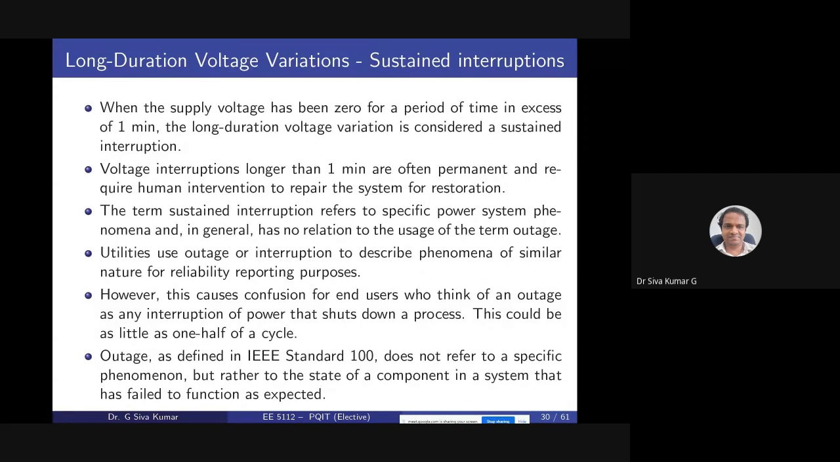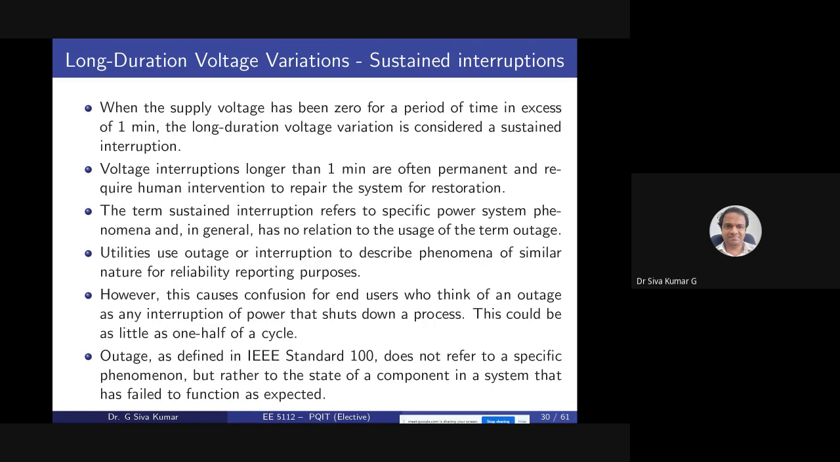Okay, this particular problem is related to a fault also, whereas over voltage, under voltage, and long duration voltage variations are not related to the fault. But this particular long duration voltage variation, the sustained interruption, is a reason of the fault also. I mean, clearing of the fault takes a much longer time, more than 1 minute.